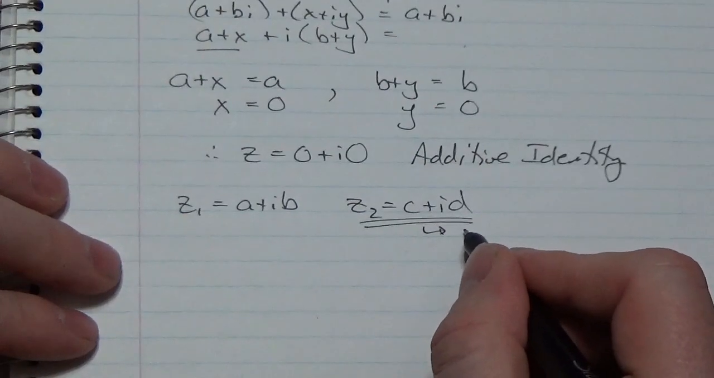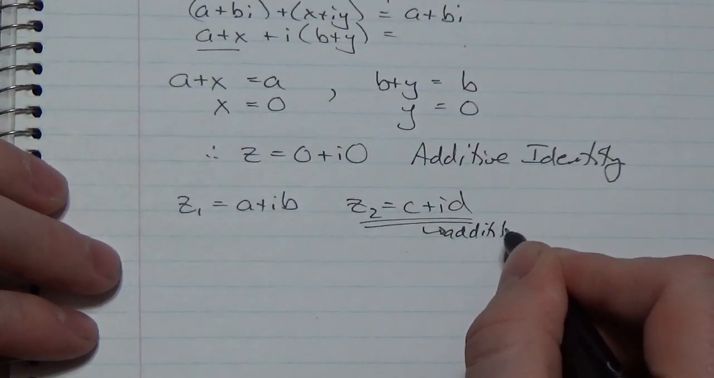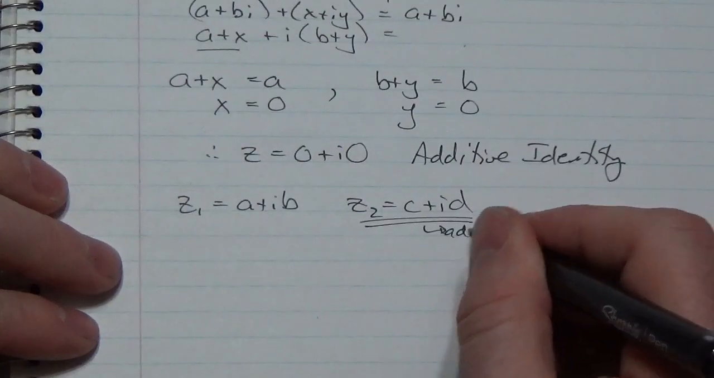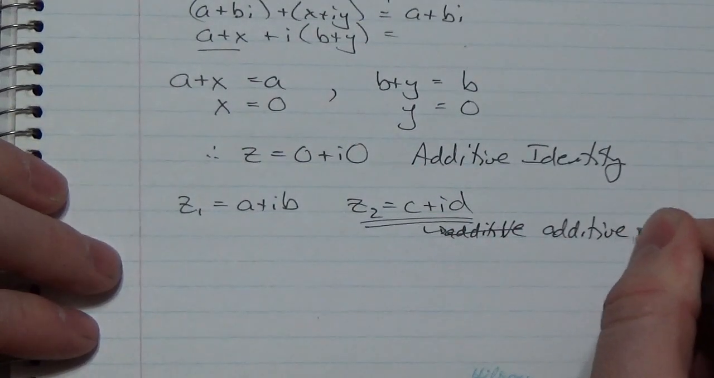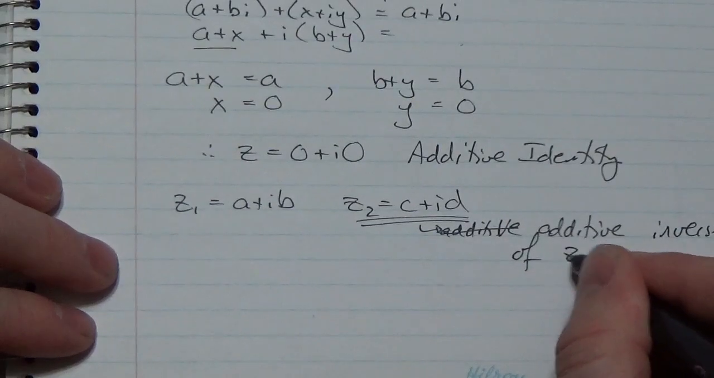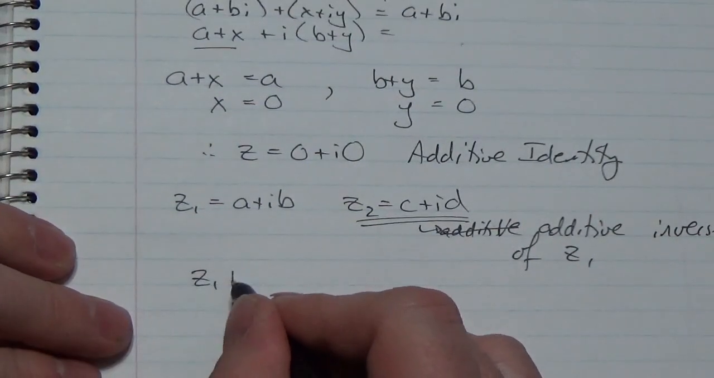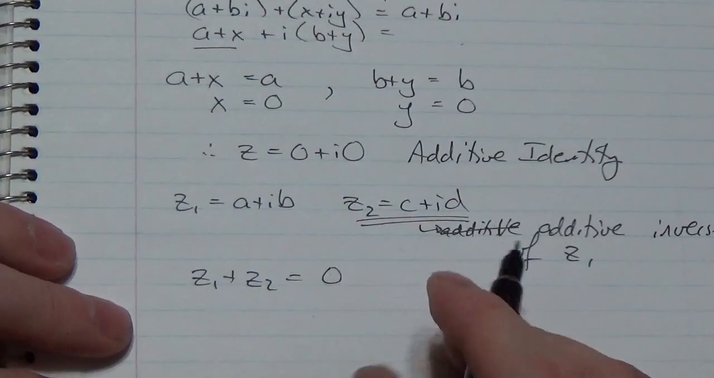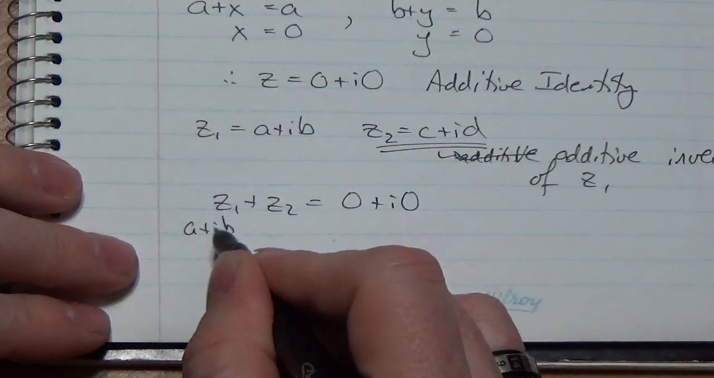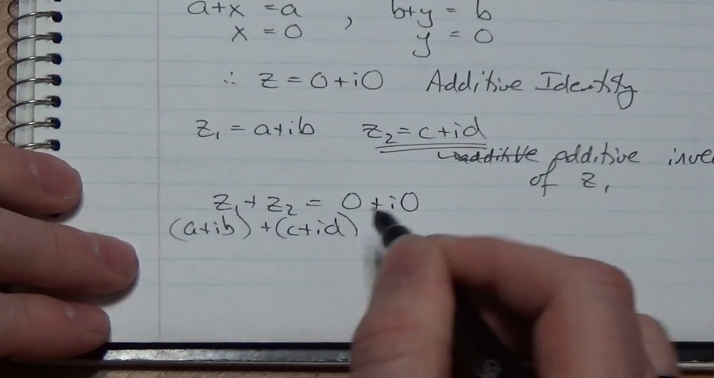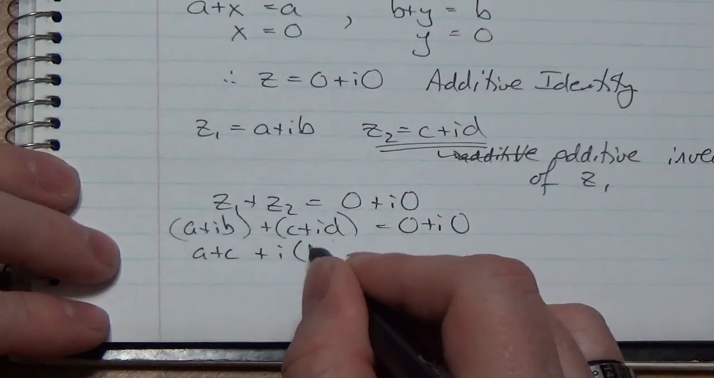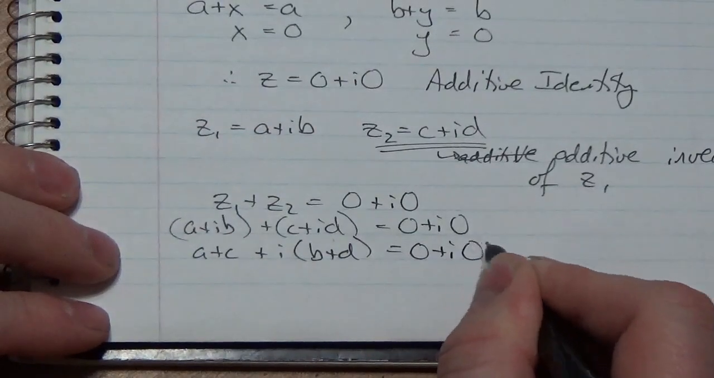Additive inverse of z1, which means if I add those two together, z1 plus z2, my answer should be 0, or 0 plus i multiplied by 0. So this is a plus ib plus c plus id is going to equal 0 plus i times 0. So this is a plus c plus i times b plus d equals 0 plus i times 0.